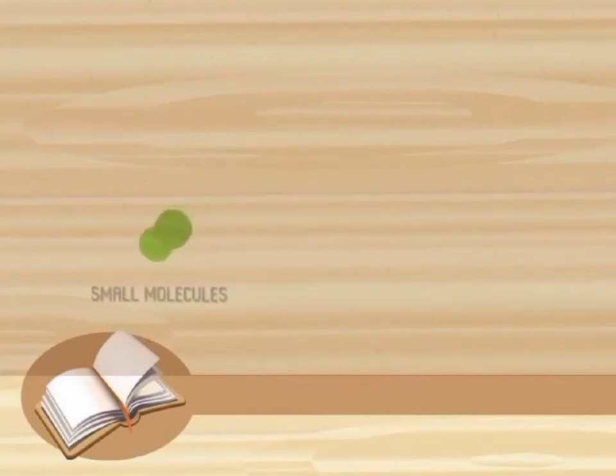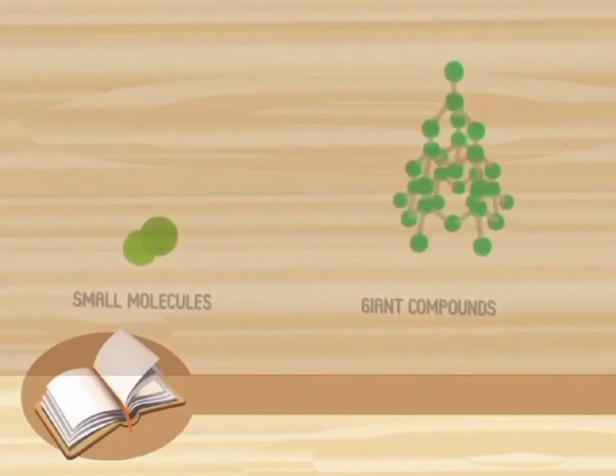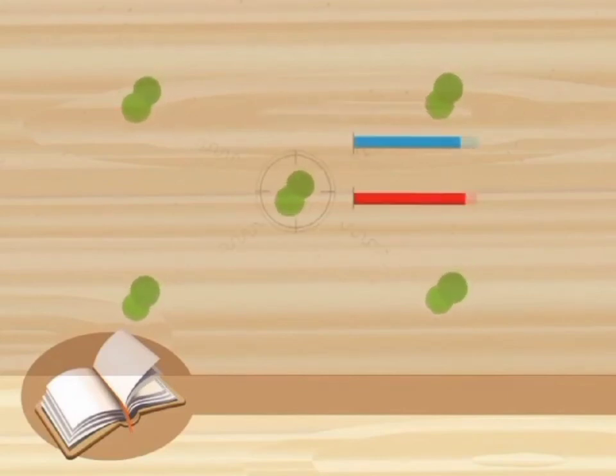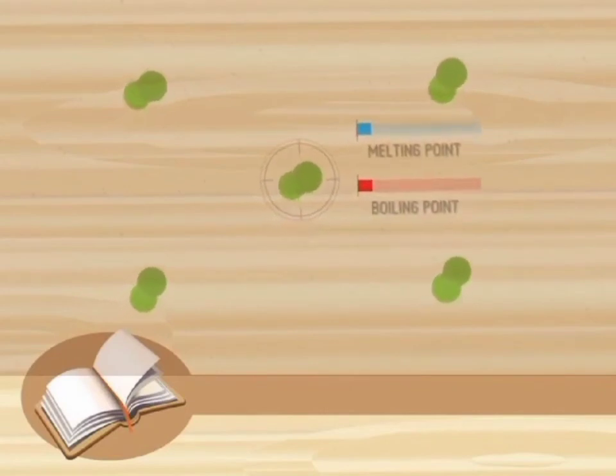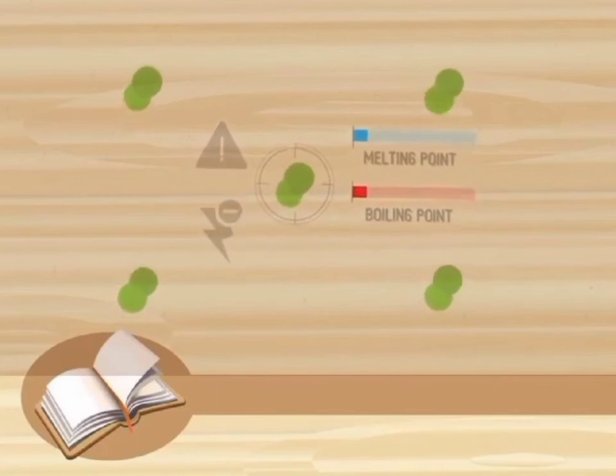There are two kinds of covalent structures: small molecules like water and giant compounds like diamond. There's little attraction between molecules and forces between molecules are weak. Compounds made from small covalent molecules have low melting and boiling points and are volatile, and they do not conduct electricity.